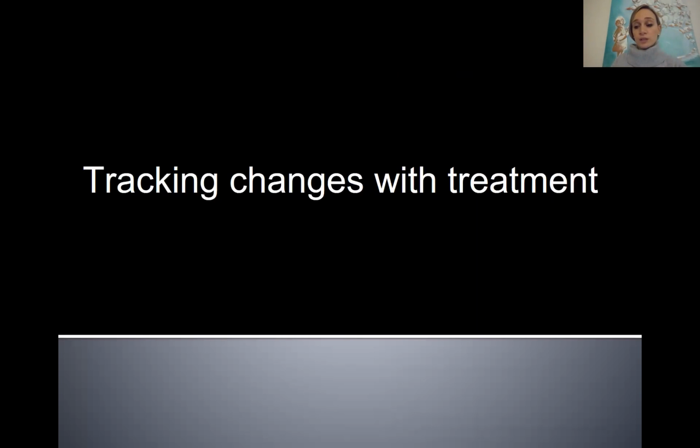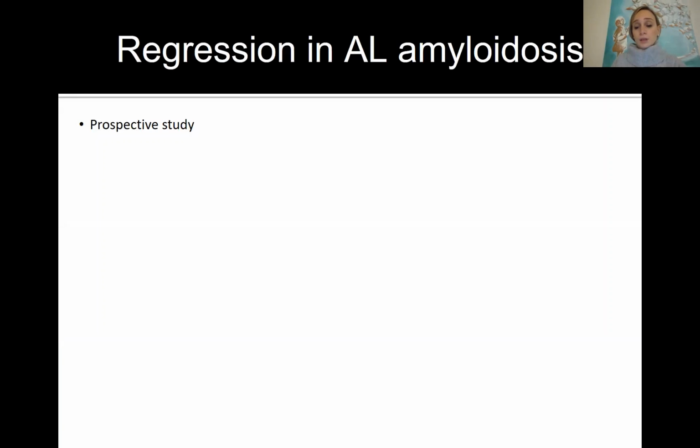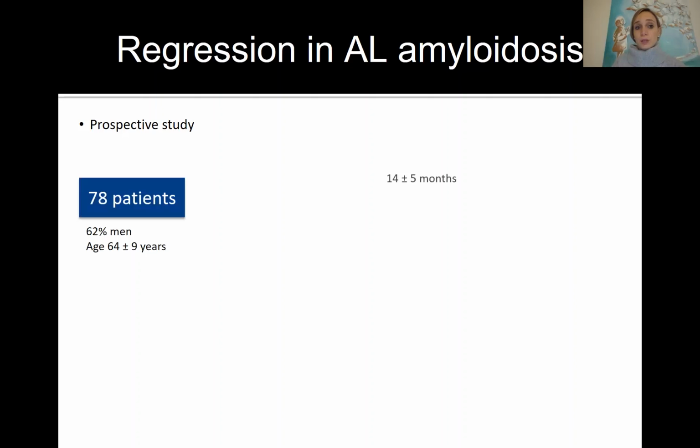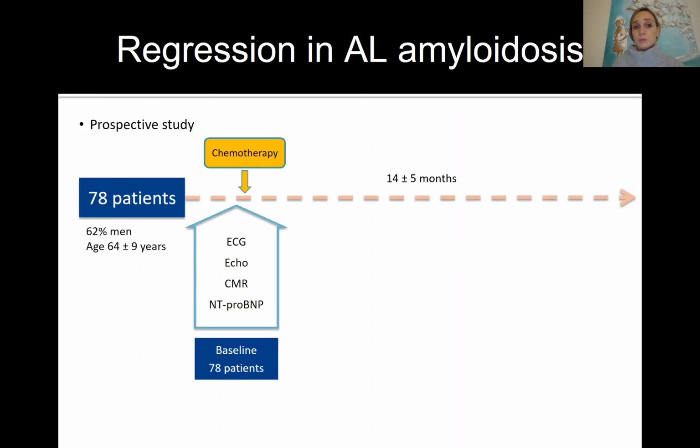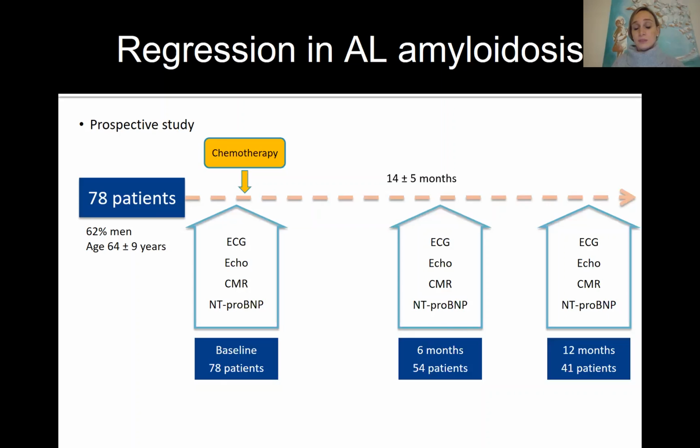So with CMR, we can establish a diagnosis, we can understand more disease biology, we can measure processes, but can we track changes over time? So this is a study of more than 100 patients with AL amyloidosis, but this is an interim analysis on 78 patients. We did CMR at baseline, and then at 6 and at 12 months. And the patients, after the baseline CMR, started chemotherapy.